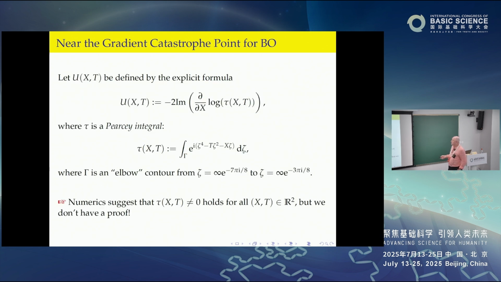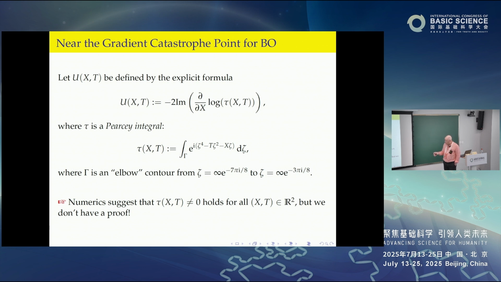So now I would like to talk about the Benjamin-Ono case. Suppose that u of x,t is defined now by an explicit formula. I'm not going to write the equation here; I'm writing a formula for it. So u of x,t is minus 2 imaginary part d by dx of log tau. And tau is a Pearcey integral.